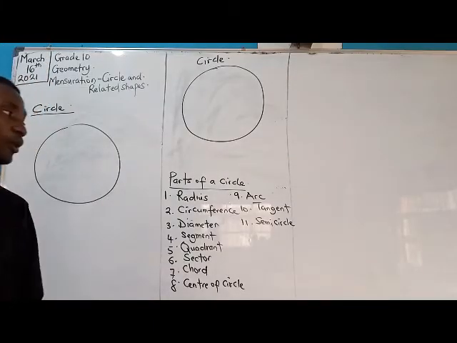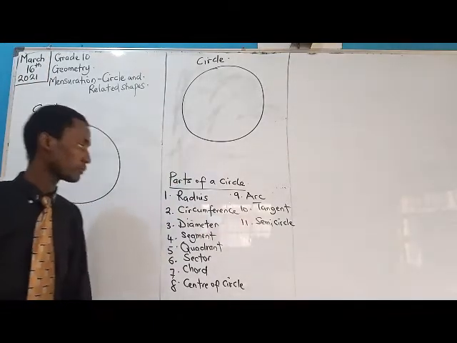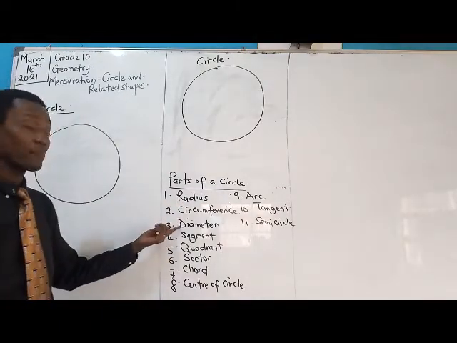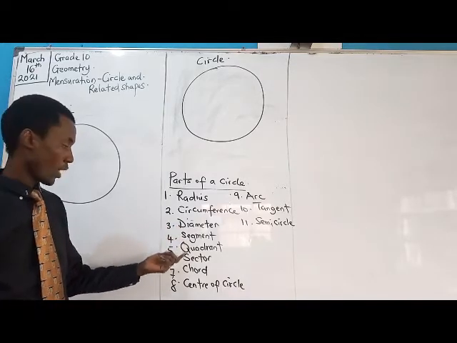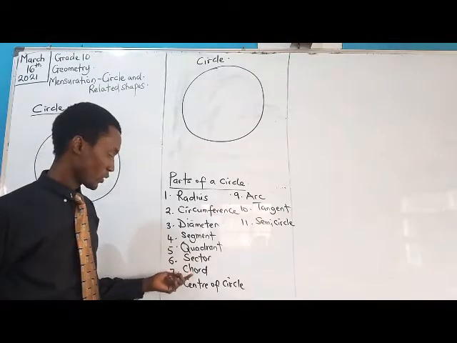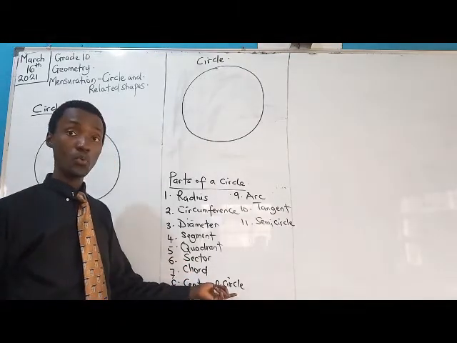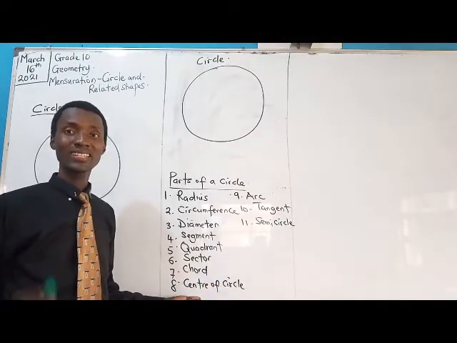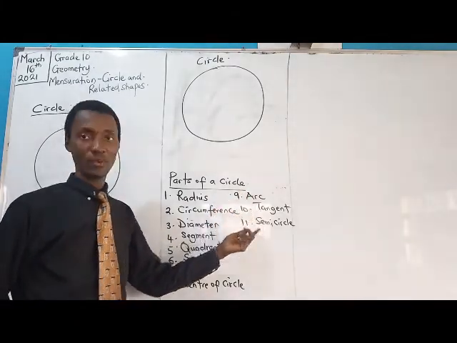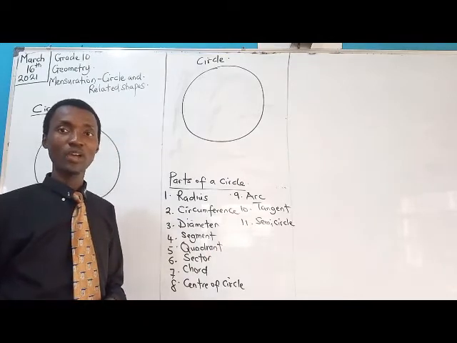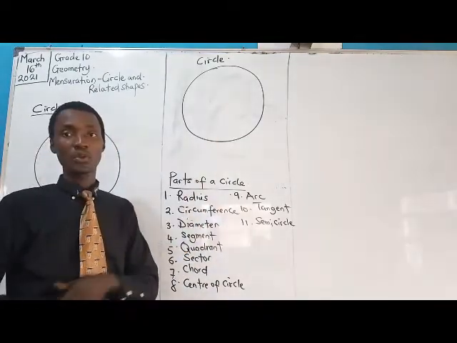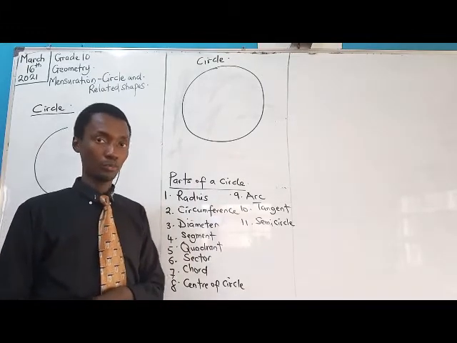So here we have on the board parts of a circle. We have radius, we have circumference, we have diameter, we have segment, we have quadrant, we have sector, we have chord, we have center of a circle, or sometimes some books will just call it center. We have the arc, we have the tangent, we have the semicircle. Our task now is to try to identify all of these on the diagrams we have on the board.